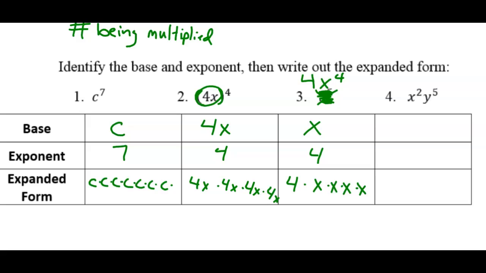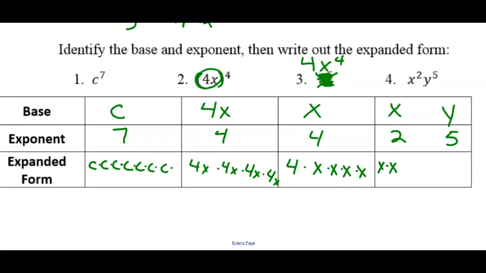So if that's true, what's my base for number 4? X and y. So I have x and I have y. What's my exponent for my x? What's my exponent for my y? If I write that out in expanded form, what am I going to write? X times x, because there's 2 of them, times y times y times y times y times y. It's all multiplication.